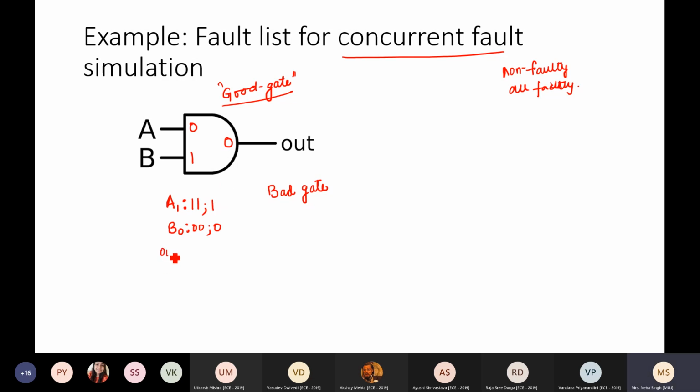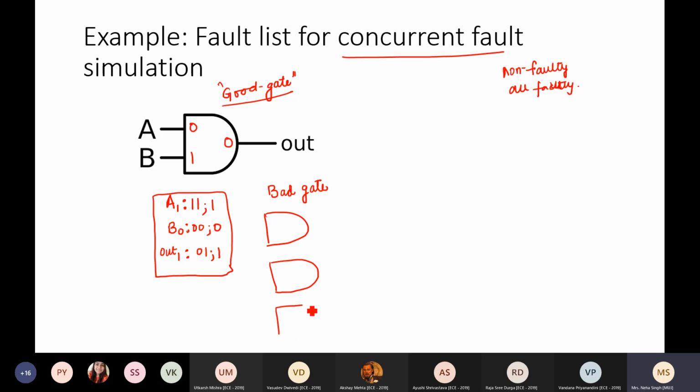And the third case, my output is stuck at 1. अगर output stuck at 1 है, तो what are the inputs? Still 0 1, but instead of getting a value 0, output is given as 1. So for one good gate, I have 3 bad gates considered. You may write the fault list in this way, or in the book, it is mentioned in the form of 3 more AND symbols, where inside this AND symbol at the center, we write the fault, that is A1.